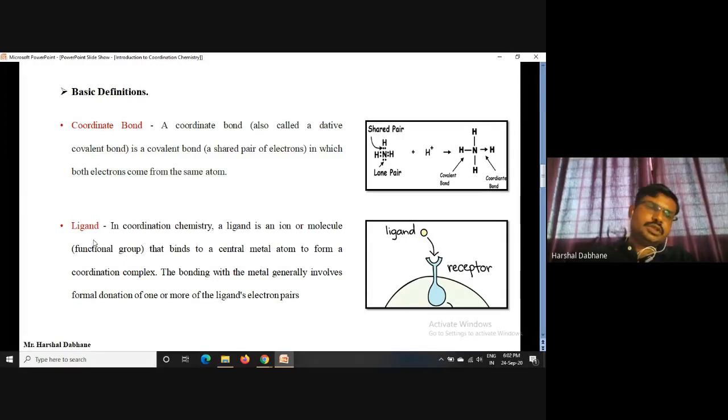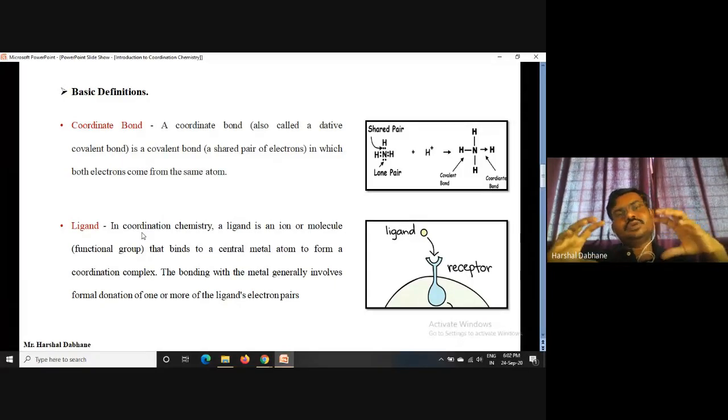Another term is the ligand. I already told you we have the coordinate bond. In it we have two entities. The first one is the Lewis acid. So what is a Lewis acid? A Lewis acid is the metal which provides the empty orbitals, in which the ligand donates its electrons.